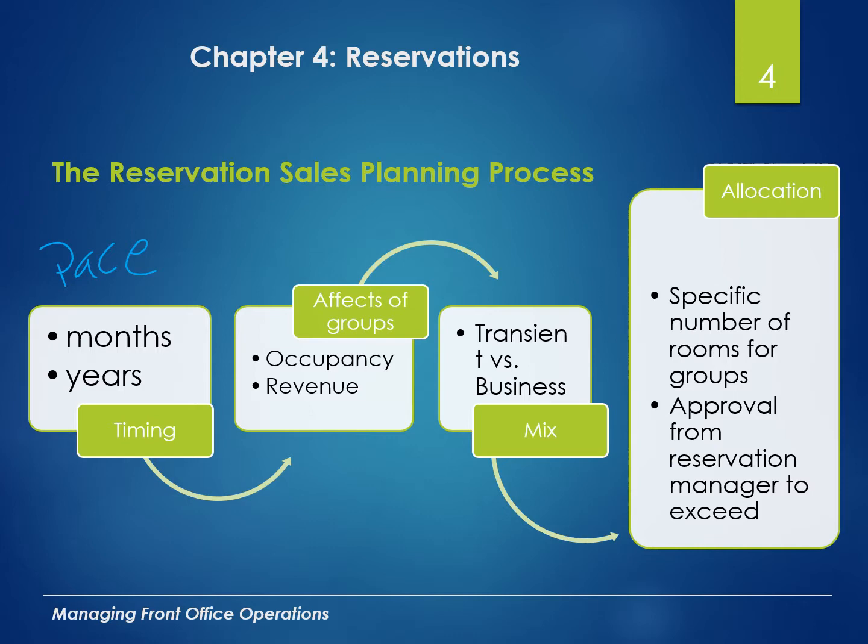And if they want to change that, or if they have a group that's asking for a specific number of rooms that's outside the allocation, above the allocated amount, well, then that needs to be approved either by the reservations manager, the revenue manager, or possibly the GM of the hotel. And so that allocation is very specific because that's going to relate back to the mix of what is allowed, because we don't want to necessarily always displace our leisure travelers by always accepting large groups.